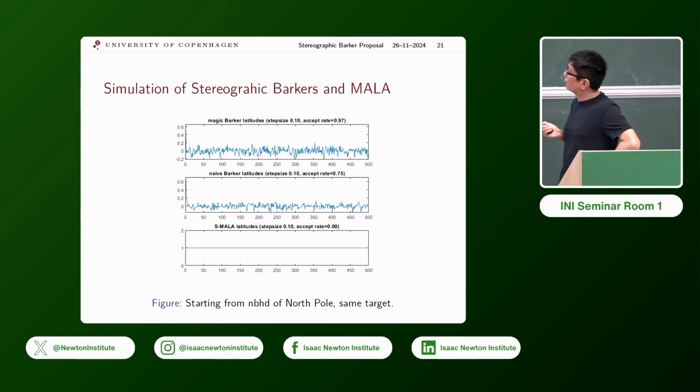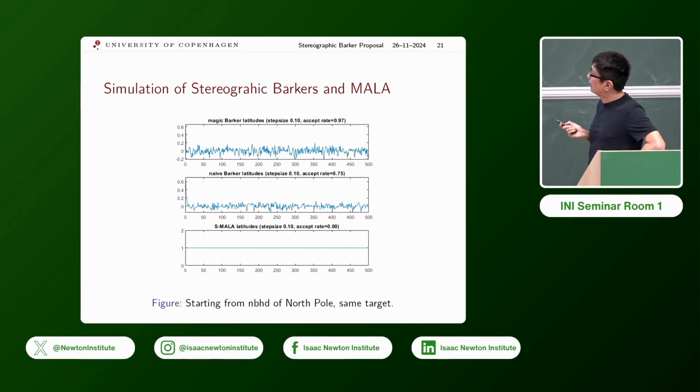You can see the first 2 algorithms basically behave similarly. For the proposed Barker proposal, they have a larger than 90% acceptance rate. However, for stereographic Mala, it's stuck at the North Pole because the ULA proposed density keeps being rejected.